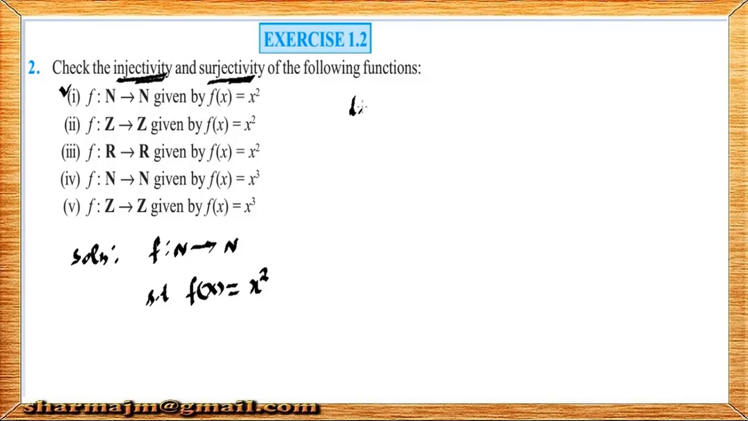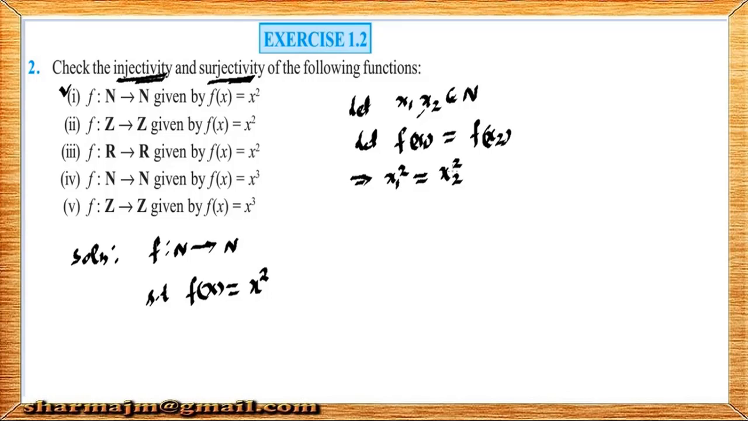So let x1, x2 be two natural numbers. Let f of x1 equal to f of x2, which implies x1 square is equal to x2 square, which implies x1 square minus x2 square is equal to 0, which implies x1 minus x2 times x1 plus x2 is equal to 0.